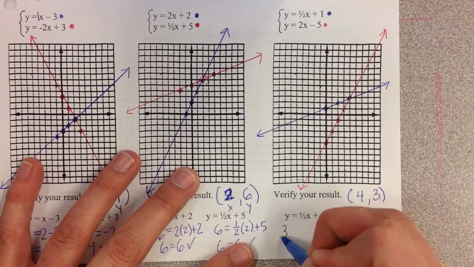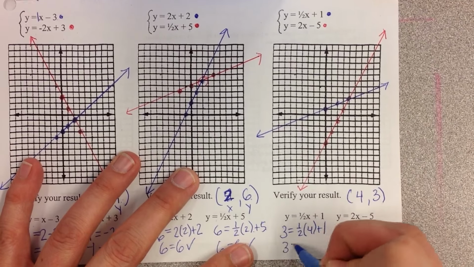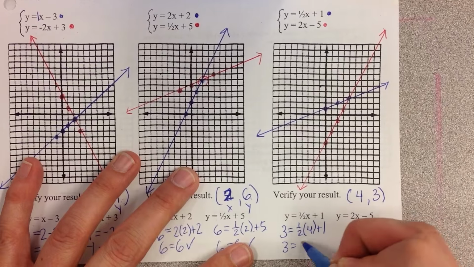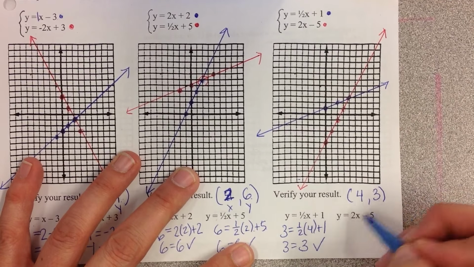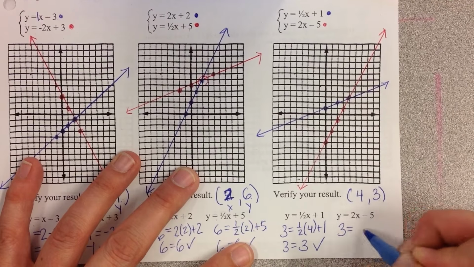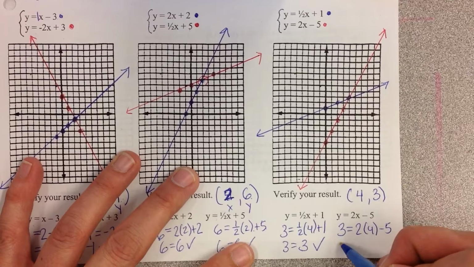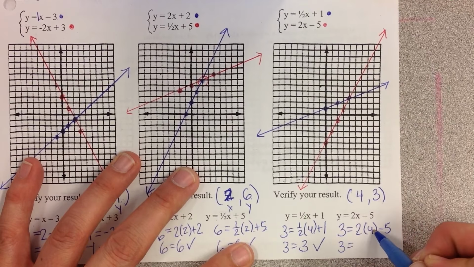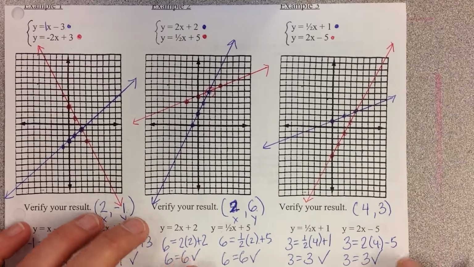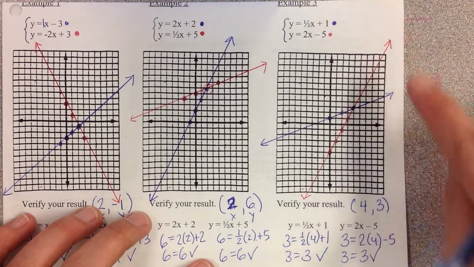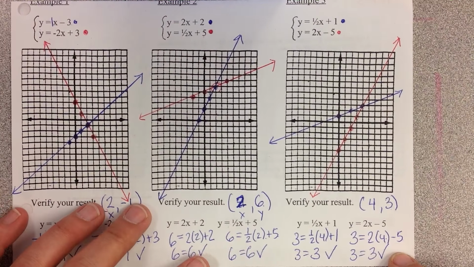Substitute in: 3 is equal to 1/2 times 4 plus 1. Half of 4 is 2, plus 1 is 3. For our second linear equation, we substitute 3 in for y: 3 is equal to 2 times 4 minus 5. 2 times 4 is 8, and 8 minus 5 is also 3. So we have verified all of these systems of equations by graphing and algebra. Please proceed to the examples on the back.